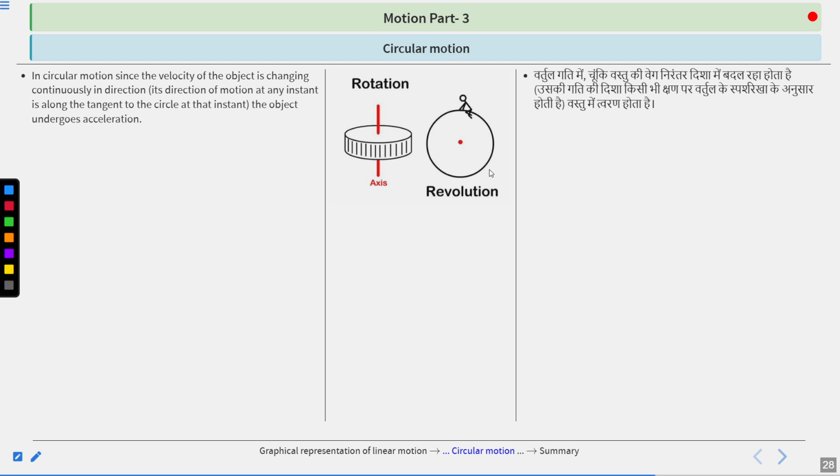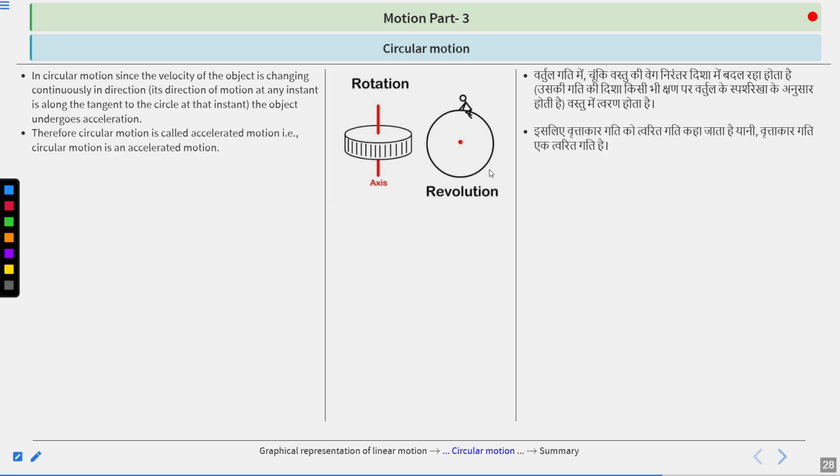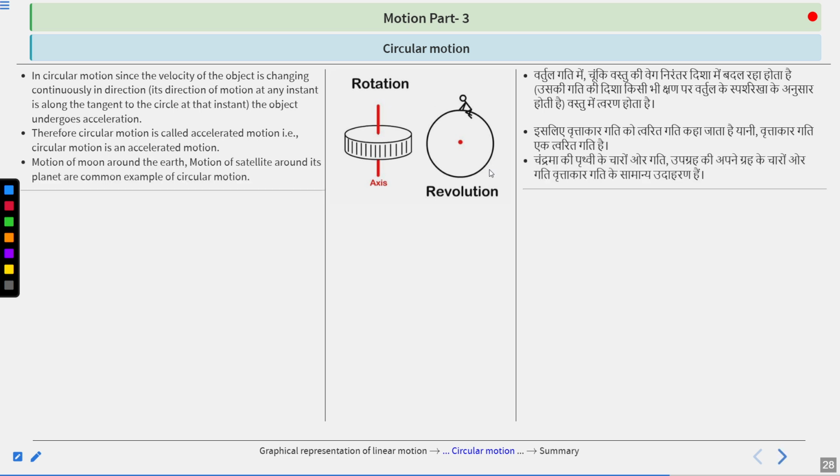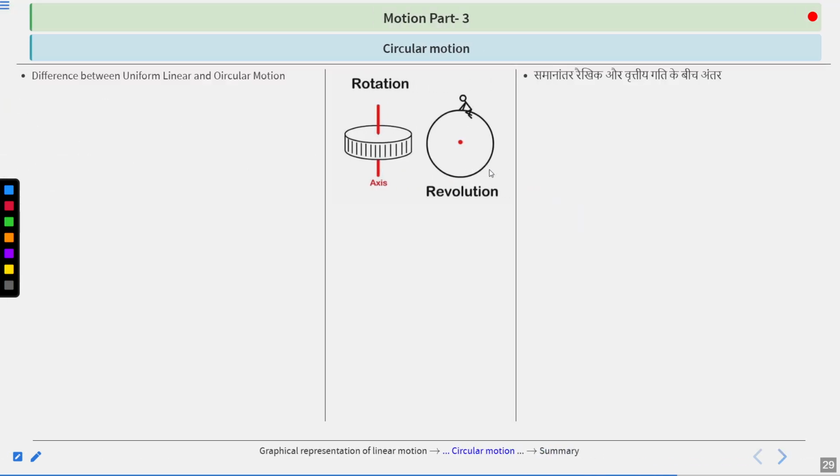In circular motion, since the velocity of the object is changing continuously in direction, its direction of motion at any instant is along the tangent to the circle at that instant. The object undergoes acceleration. Therefore, circular motion is an accelerated motion. Motion of the moon around the earth and motion of a satellite around its planet are common examples of circular motion.